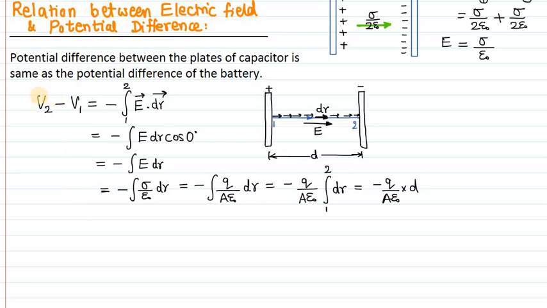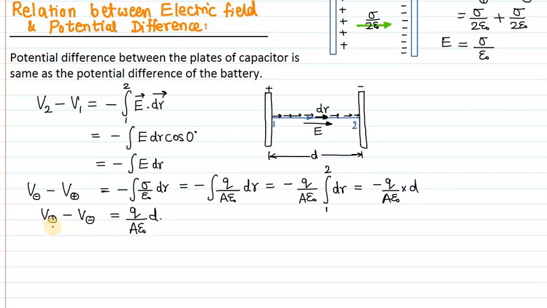Now on the left hand side, what is this V2 minus V1? V2 belongs to the negative plate. So V2 is the potential of the negative plate, minus V1, the potential of point number 1 on the positive plate. So V1 is the potential of the positive plate. Now there is a minus sign on the right hand side. Let us write this in the opposite manner. So V positive minus V negative becomes Q by A epsilon naught multiplied by d.